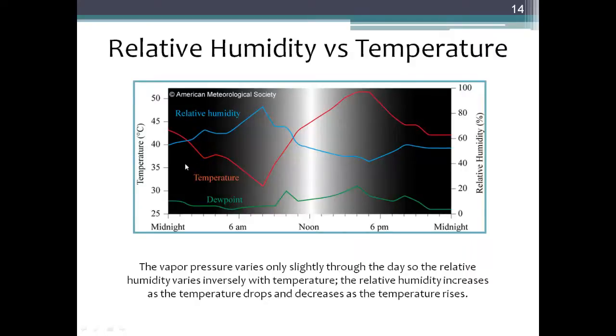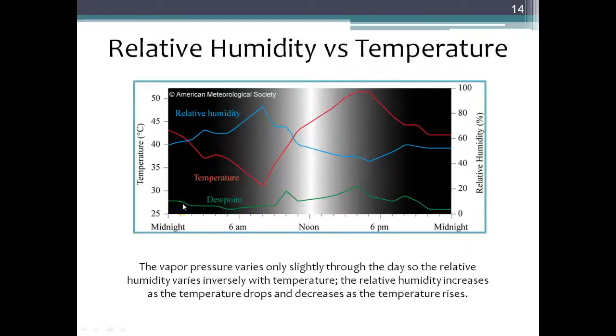And again, remember, warm air can hold more vapor, more moisture than cold air. So as the temperature goes down, the air is not able to hold as much moisture. So the saturation point decreases, which drives the relative humidity percentage up. Compared to when the temperature is hot, it's able to hold more moisture, so the saturation point increases, and that drives the relative humidity down.